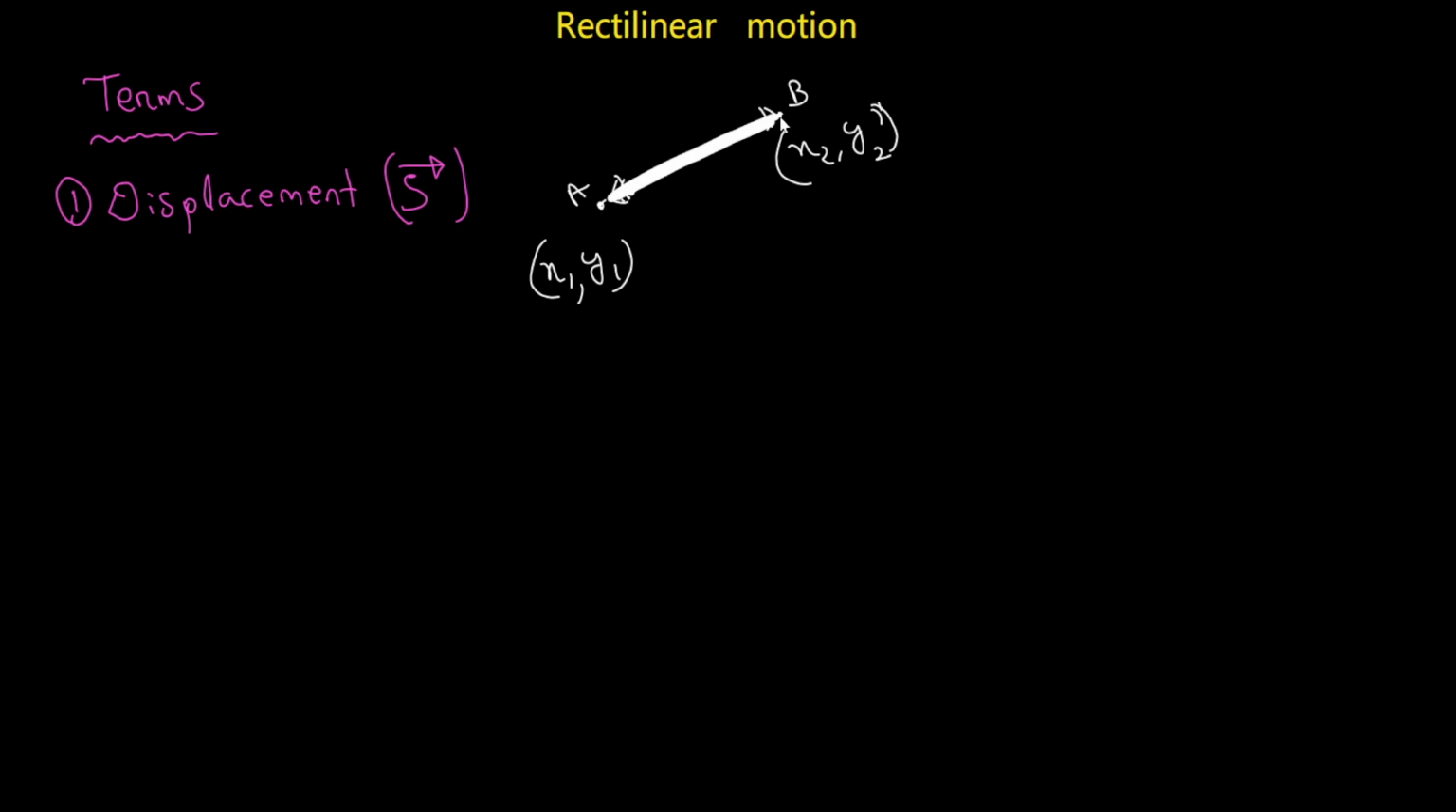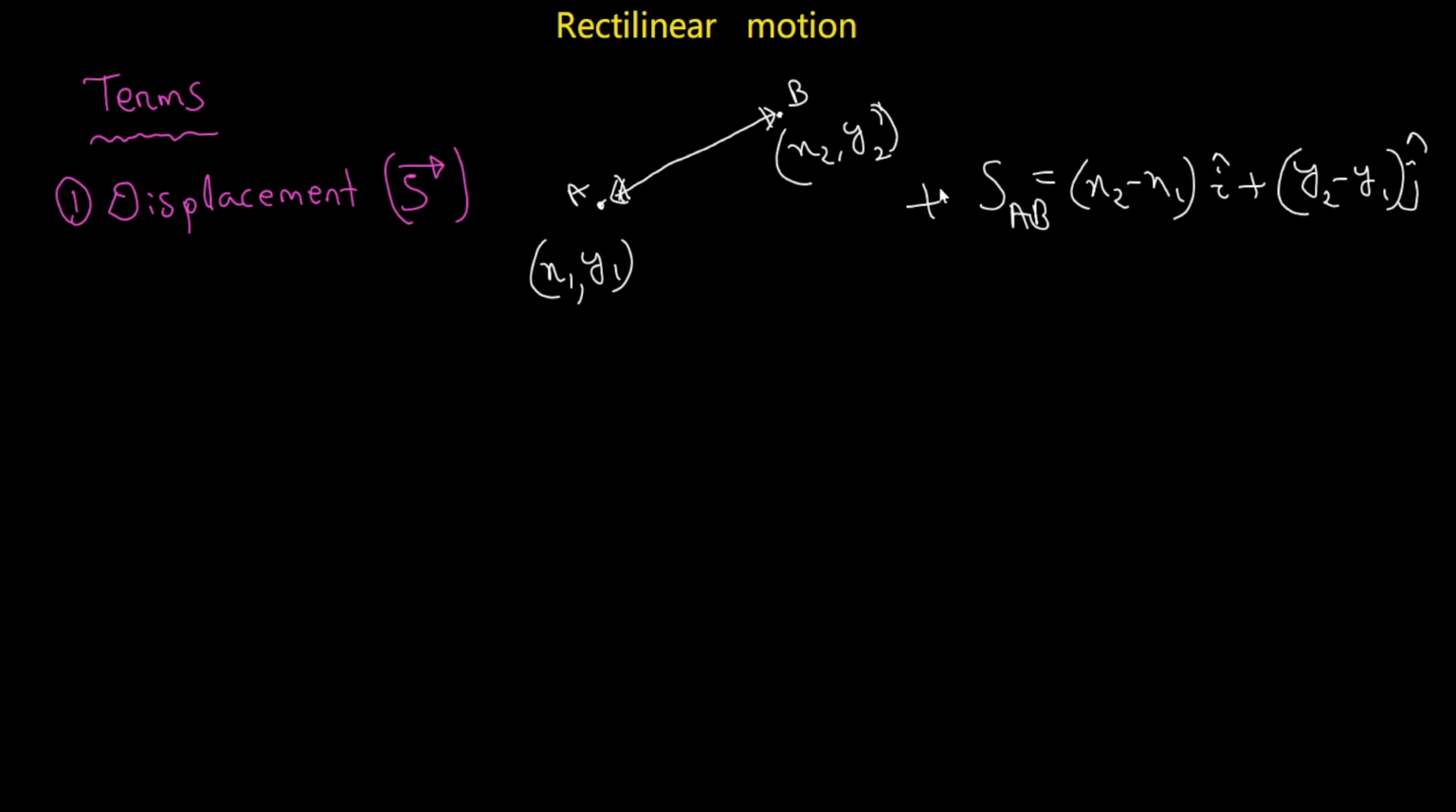So the distance is a scalar quantity, but the displacement is a vector quantity. It has a direction. You have to go this amount of distance in this direction, that's called displacement. If I write it in formula, I can write s vector from A to B, s_AB, that's a vector quantity. I can write x2 minus x1 in the i cap direction, plus you have to go in the upward direction, so I'll write y2 minus y1 j cap. This one will be the vector, that is the shortest distance. I'm writing in the vector form.